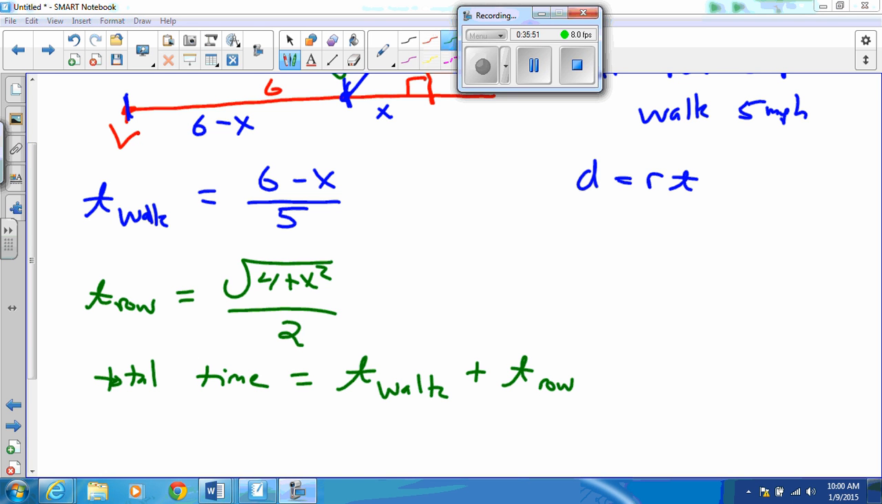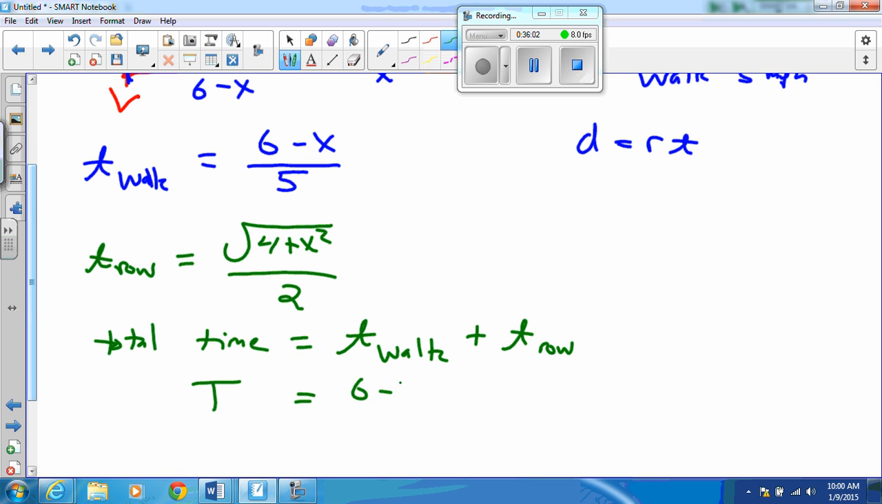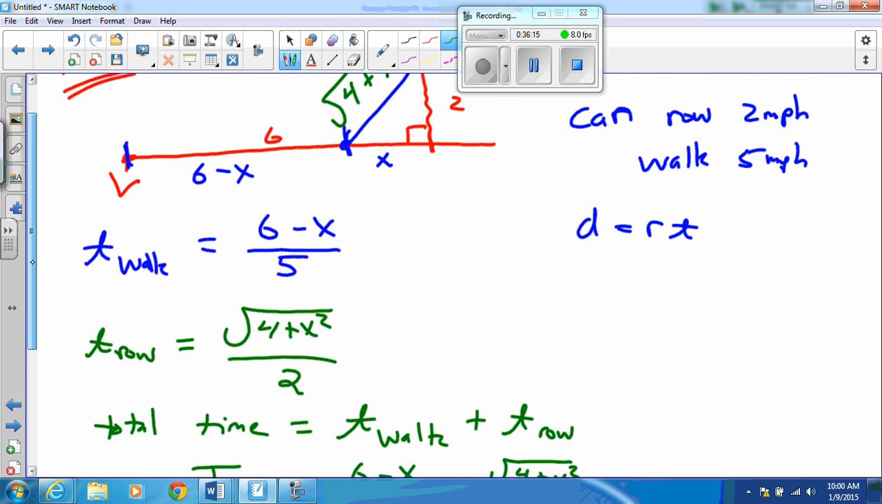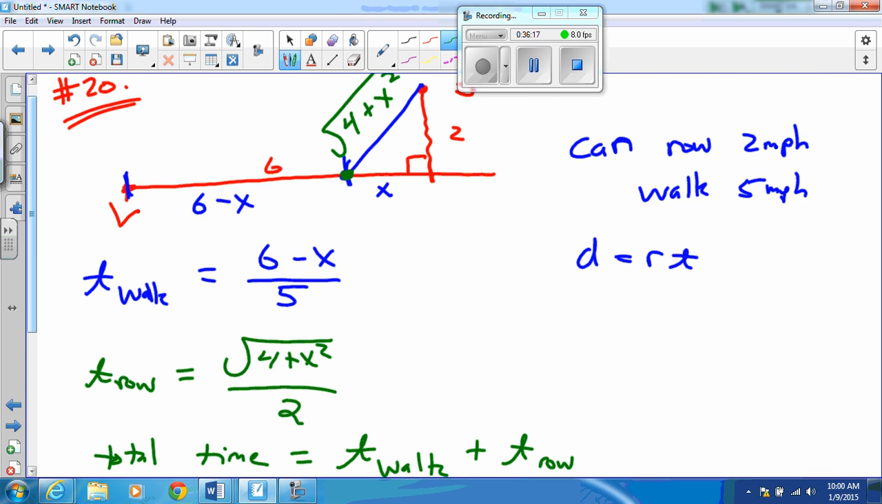Okay, so we have total time. Let's call that total time something, let's call it capital T. T is equal to the amount of time that it takes for her to walk, and we already know that amount of time is (6 minus x) over 5, plus the time that it takes for her to row, which is the square root of (4 plus x squared), all over 2. What we're trying to do here is find the value of x that will minimize her total time.